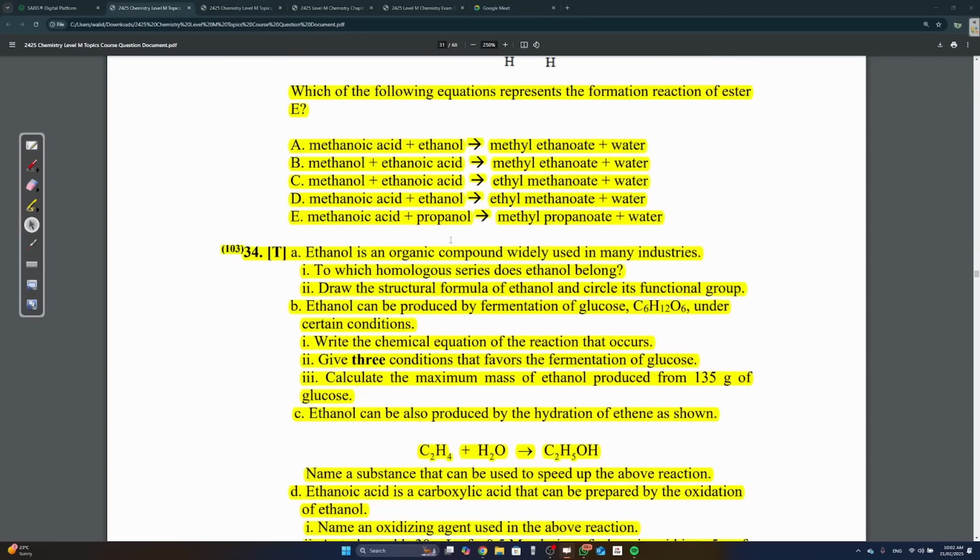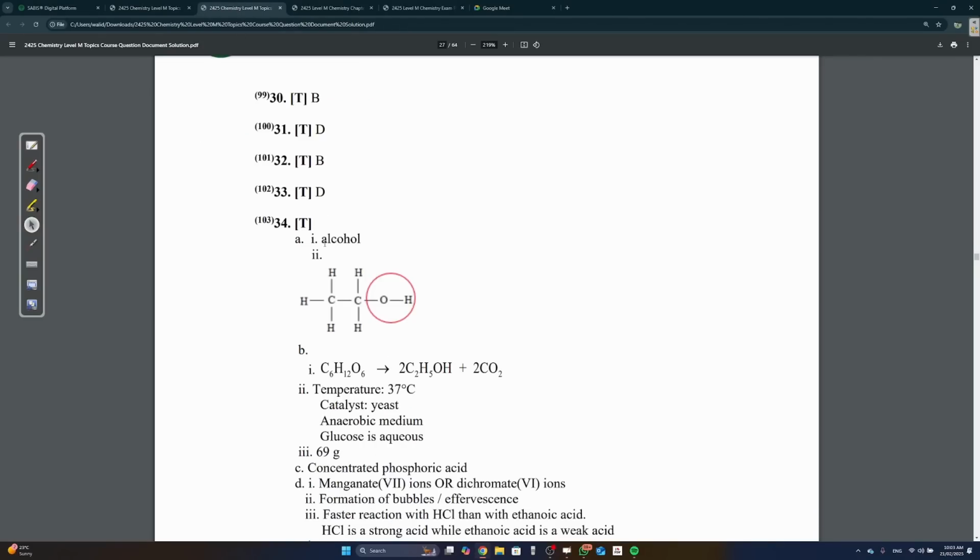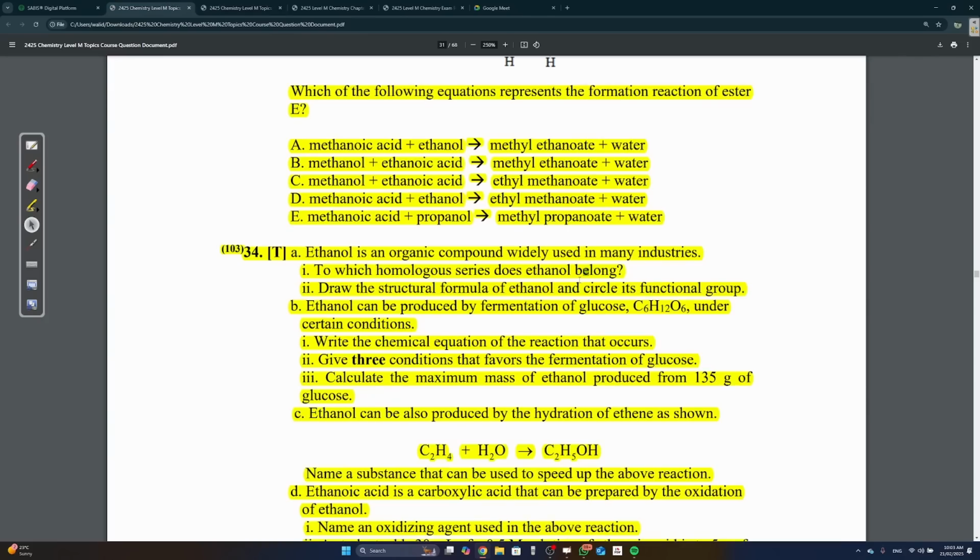Ethanol is an organic compound used in many industries. To which homologous series does ethanol belong? Obviously, ethanol belongs to the alcohol series, right? Very easy. Okay, draw the structural formula of ethanol and circle the functional group. Let's draw it. You guys know ethanol, it's C2H5OH. Using the formula of alcohols, alcohols are CnH2n+1OH, right?